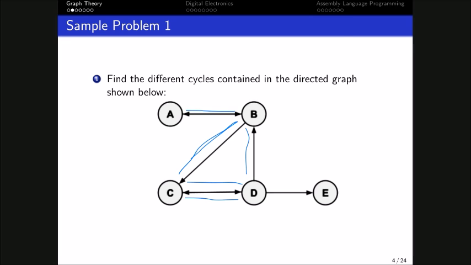DCD would not be a different cycle because it's the same line. You're just drawing the exact same line. So this is one cycle right here. This is one cycle right here. This is another cycle with a triangle. And then this is the last cycle with C, D, and C.